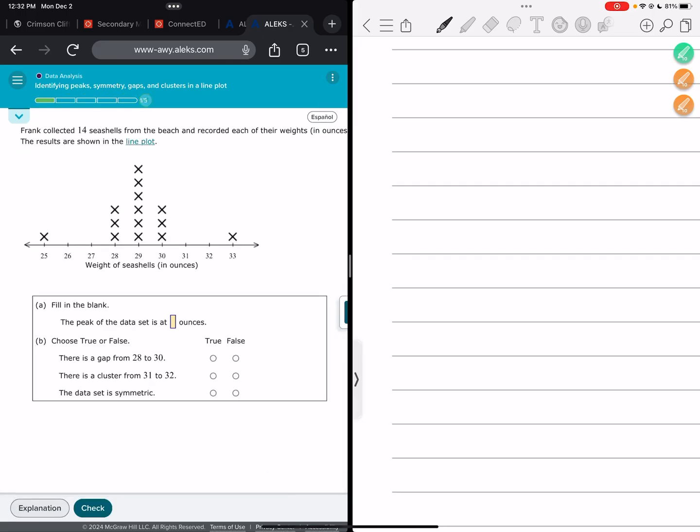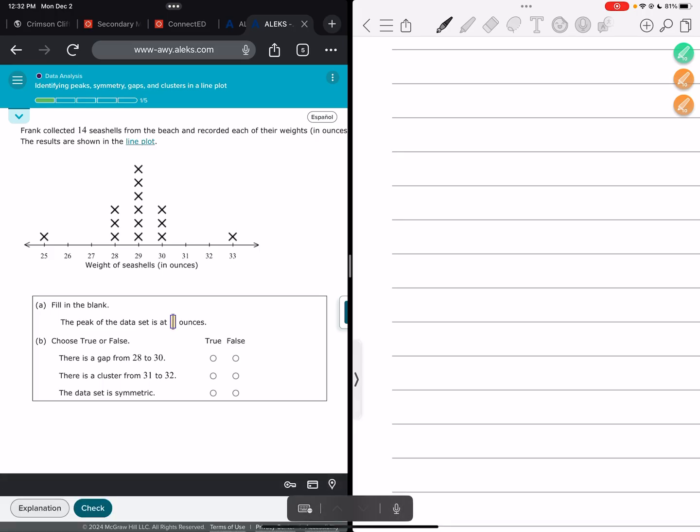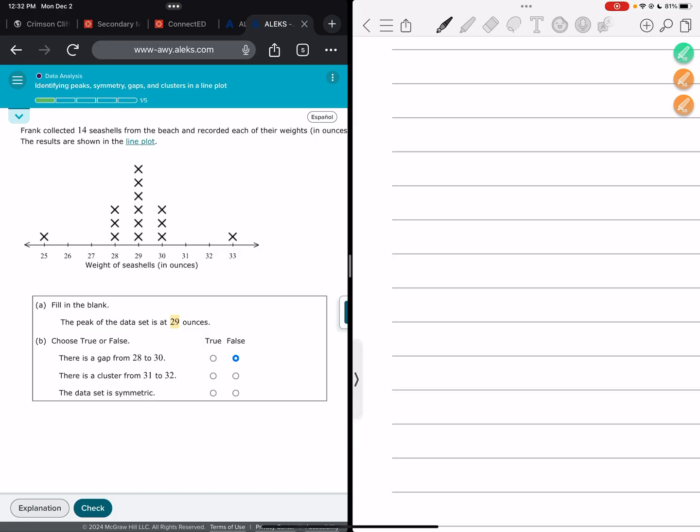All right, doing this again, it says that the peak of the data set is at, and I see that my highest point's at 29 ounces. True or false, there's a gap between 28 and 30. That's definitely not a gap. That's what we'd consider a cluster. Then it's saying there's a cluster between 31 and 32, which is not true. That would be a gap.